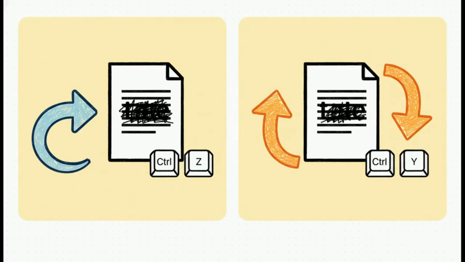And finally, the 2 commands that will save you more times than you can count. Made a mistake? Control-Z is your magic undo button, instantly reversing your last action. But if you undo by accident, Control-Y will redo it for you. Together, these 2 give you the freedom to experiment without fear.